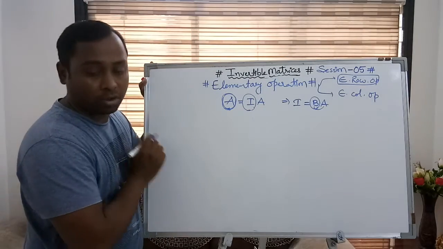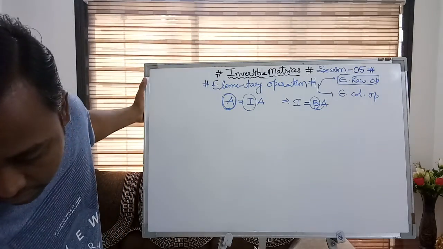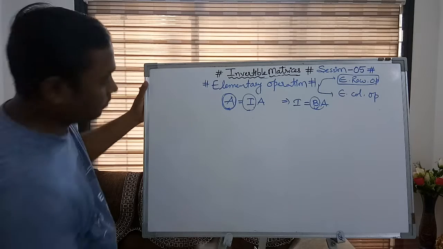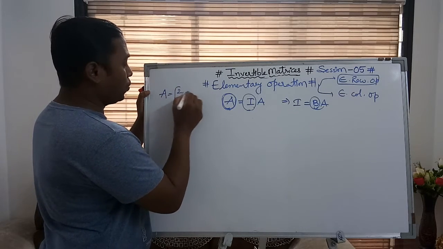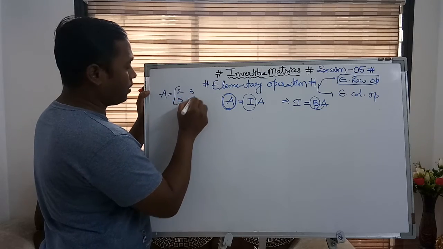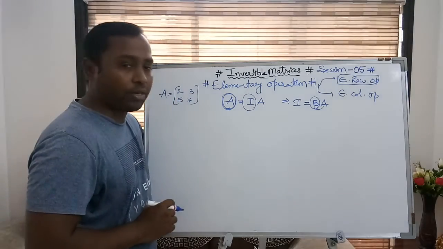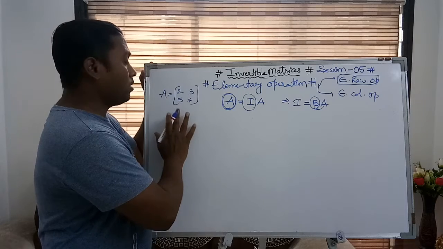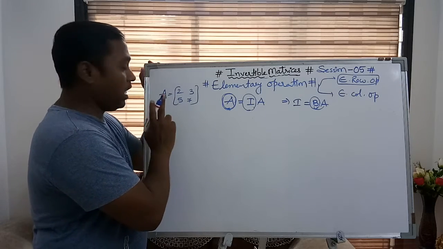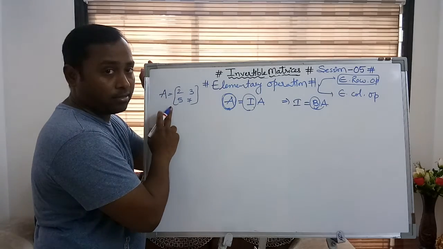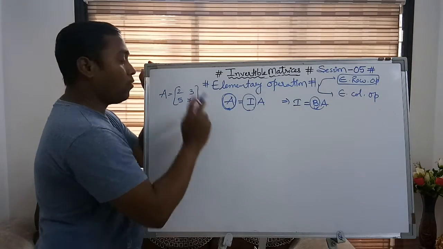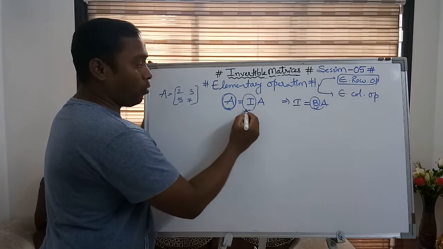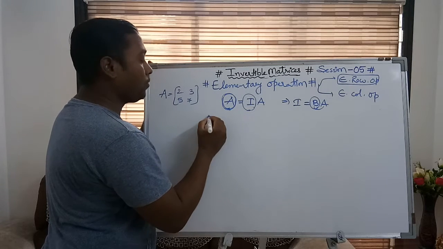Now I am taking a question. The question is a matrix A given as 2, 3, 5, 7. Now just try to understand. So this is a matrix. Now we are going to find the inverse of this matrix with the help of the elementary operation method. First we'll write the equation as step 1.